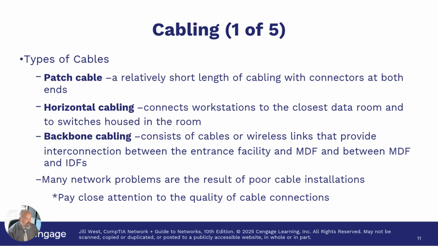So let's talk about cabling a little bit. There are 3 main types of cables. We've got patch cables, which are short jumper cables, usually under 10 feet. Think of them as the last mile of your network connection. We've got horizontal cabling. This cabling runs from your work area to the nearest data room. Basically, it's kind of like your neighborhood streets of the network. And then we've got backbone cabling. That is the interstate highway connecting major distribution points. It carries the heavy traffic between buildings, between floors. It just depends on what your network looks like.